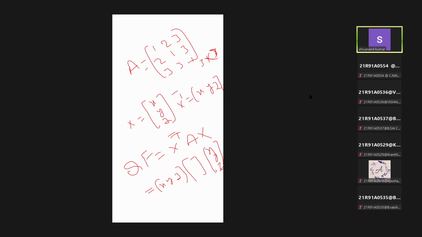All of you open your books. In this quadratic form, actually there are three methods, but in your portion only one method is there.